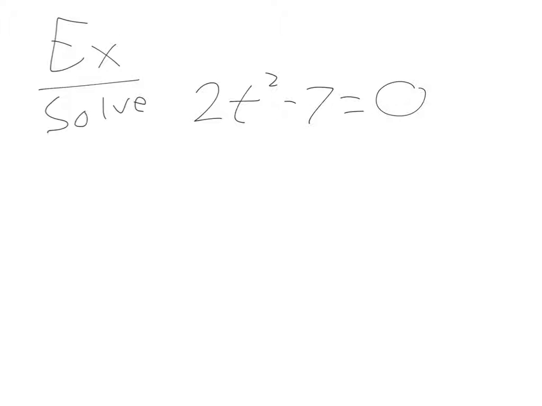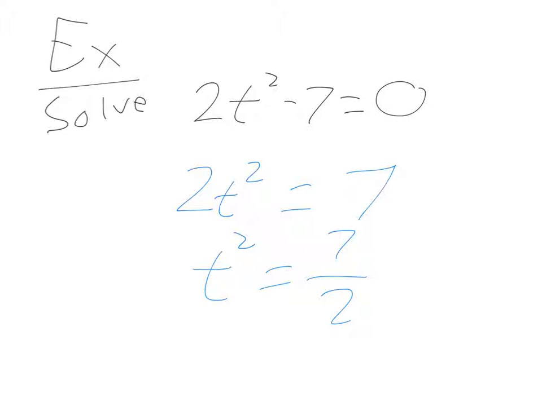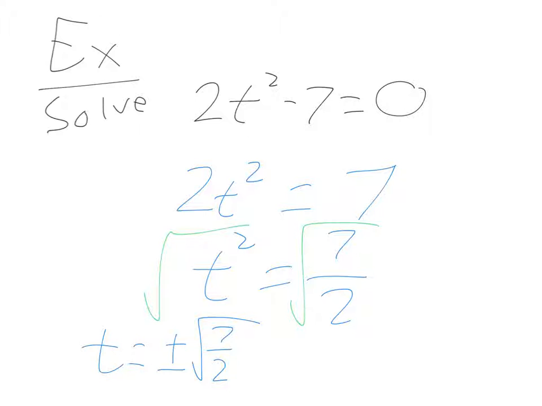Here's another one. Solve 2t squared minus 7 is equal to 0. Alright. You could start off by adding 7, so you'd get 2t squared is equal to 7. t squared is equal to, hold on, no square root yet, it's just 7 over 2. That means if you do the square root of both sides, t is equal to positive or negative square root of 7 over 2. You could leave it like that.